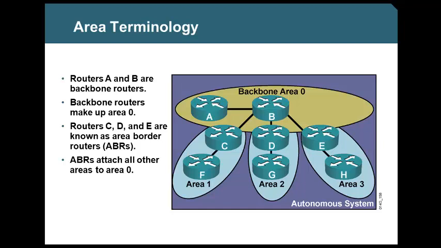C, D, and E are on the border. Why am I saying border? Because one interface is in area 0, the other interface is in other areas like area 1, 2, and 3. So they are called border routers, area border routers. And this F, G, and H are non-backbone routers. They are internal to their respective areas.